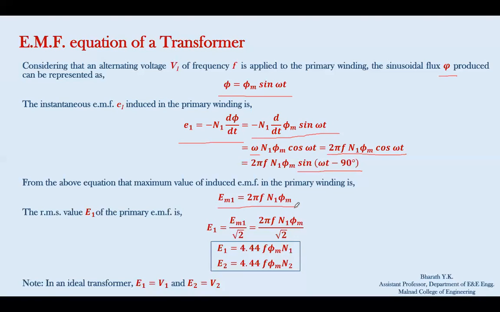If you want to write the same equation in terms of RMS value, you have to divide it by root 2. So 2 pi f N1 phi m divided by root 2 gives E1 is equal to 4.44 f phi m N1. Similarly, we can write the equation for the induced EMF in the secondary winding, which is given by E2 is equal to 4.44 f phi m N2. Here f is the frequency, phi m is the maximum flux in the transformer core, and N2 is the number of turns in the secondary winding. Finally, note that in an ideal transformer, E1 is equal to V1 and E2 will be equal to V2.